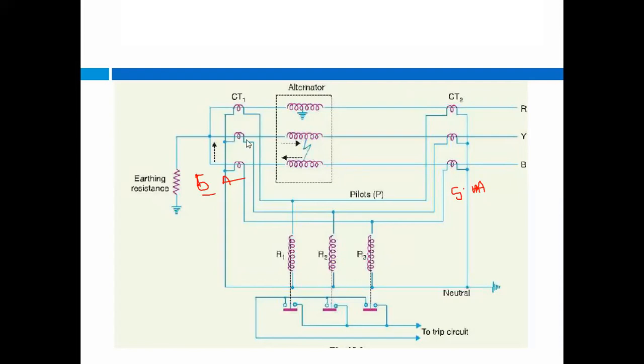In phase-to-phase fault, what happens here? You can see two phases.